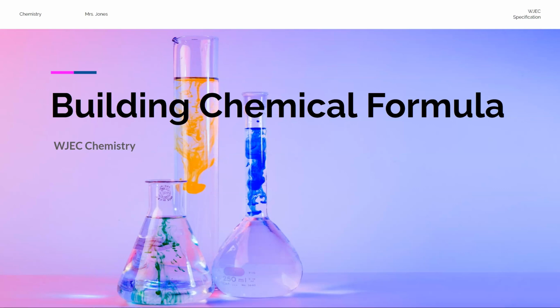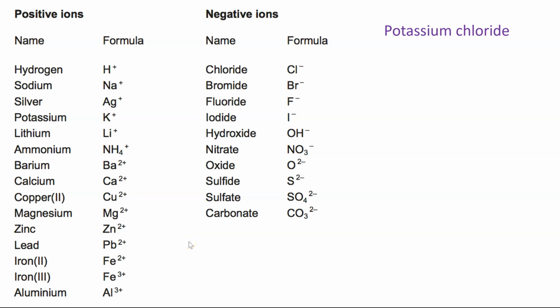In this video, we're going to look at building chemical formula. So what you have in front of you here is an ion sheet. Now an ion is a charged atom, okay? And here are a list of ions. On the left-hand side are positively charged ions, and on the right-hand side are negatively charged ions. And what you'll notice is sometimes there's more than one atom joined together.